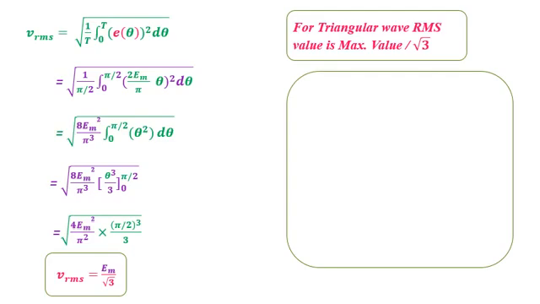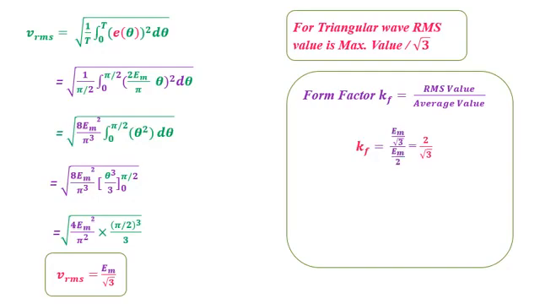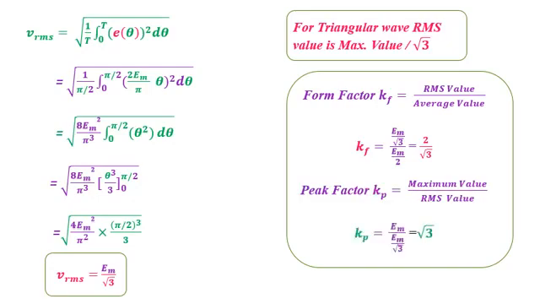Next we can find the form factor, that is RMS value by average value, Kf, which is equal to 2 by root 3. Then the peak factor is maximum value by RMS value, that is Em by Em by root 3, so Kp is equal to root 3.